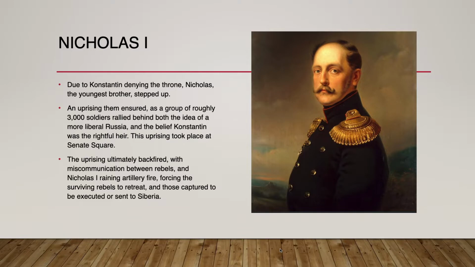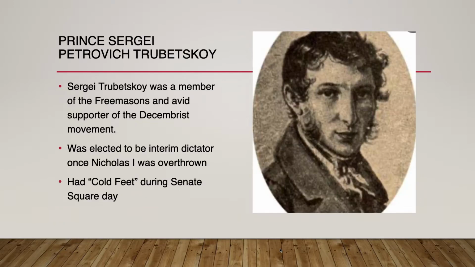And finally, we have Prince Sergei here. He was a member of the Freemasons, like I said, one of the many groups that were banding together to form this Decemberist movement. And he was supposed to be their interim dictator once Nicholas I was out of the picture. However, he had cold feet during Senate Square Day. So what that means is that he didn't even bother showing up, a lot like the troops in St. Petersburg. Last minute, he just made a decision to not go to this revolt. He actually ended up hiding in the Austrian embassy. However, this didn't help him, and he was eventually found there and tried.